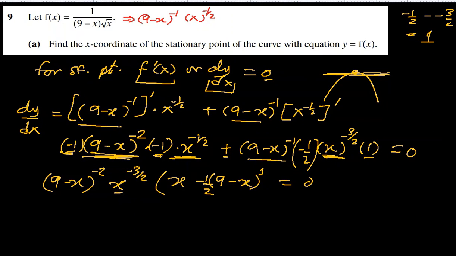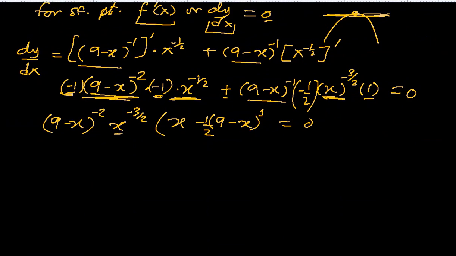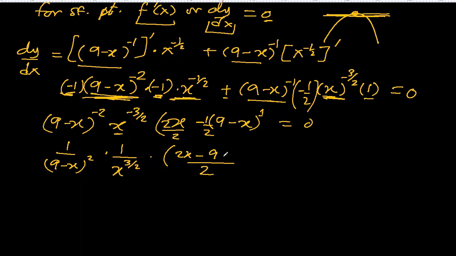Alright, so now let's make the exponents positive. So this minus 2, I'll make it 1 over 9 minus x square. This one, I'll make 1 over x to the power 3 over 2. And this one, let's make it 2x over 2 so that I can combine the two. Yeah, both of them will have 2 as a denominator. So let me put 2 down. 2x minus 9 plus x. Okay, so equal to 0.